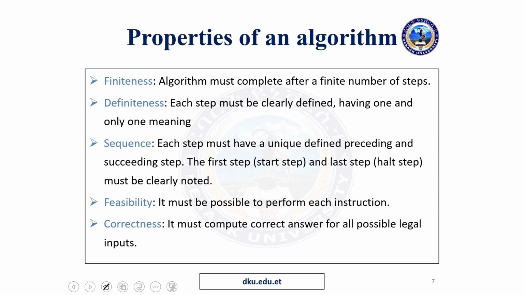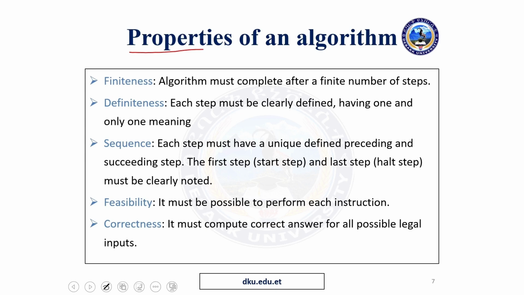So we see about an algorithm. We have to know the properties of an algorithm. The first property of an algorithm is finiteness. Finiteness means the algorithm must be complete after a finite number of steps, or after some steps it should be finite. And the second property is definiteness.